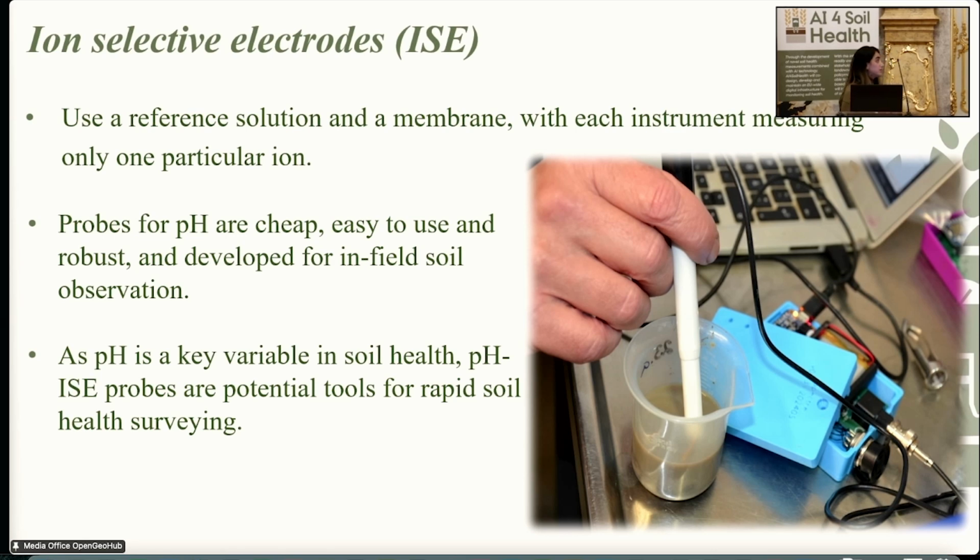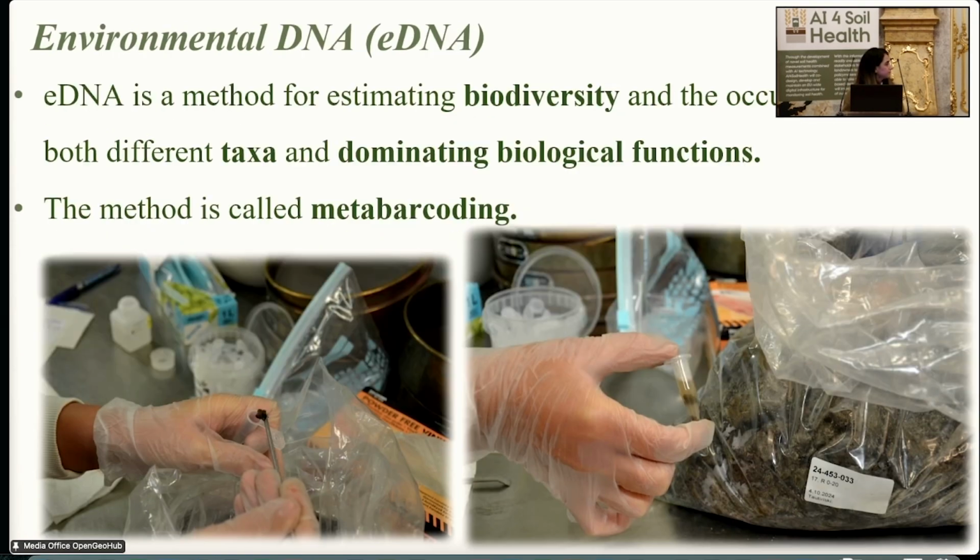The other method that we are interested in is ion selective electrodes. There are different electrodes that measure only a particular ion. For example, one of those is the pH probe, which is easy to use. You can do all of these methods in a laboratory setting or in the field. To do that, you only need a solution, a reference solution, and the ion membranes.